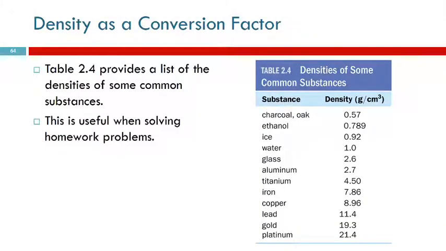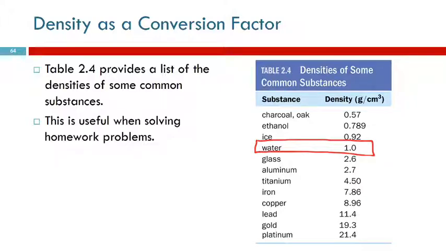This is a table from your textbook. It gives densities of some common substances. And you may need to refer to this when doing homework problems on Mastering Chemistry. I will not require you to memorize any of these. There's only one that I would have any expectation that you might know, and that is the density of water is 1. That's not a coincidence. Density of water is 1. The rest of them, they'd be given on an exam, or you go look them up in the homework.